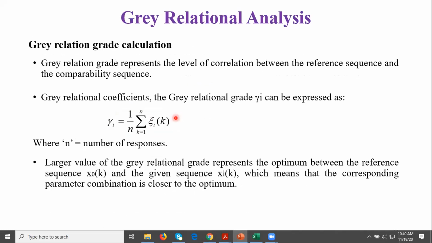From this gradation coefficient, they are doing the average. Suppose for the 9 experiments, they are calculating the gradation coefficient. Thereafter, they are taking the average value. From that, they are telling the gradation grade. I will explain how they are doing it once again.